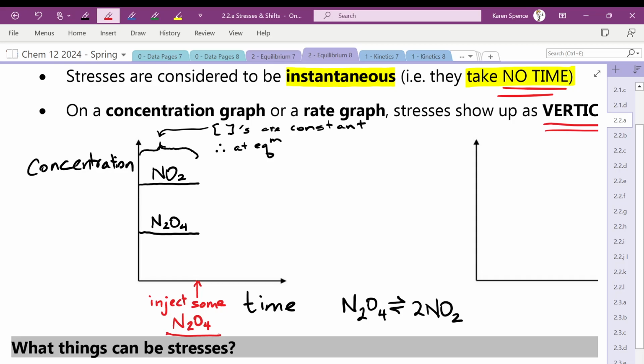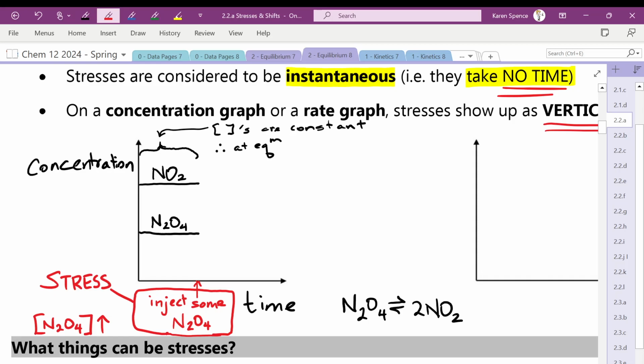So what has happened to our concentration of N2O4? It has increased. So we inject some N2O4, so the concentration of N2O4 increases. And is the system putting in N2O4 or are we putting in N2O4? We are doing it. So what is that? That is a stress. And how much time does a stress take? It is instantaneous. It takes no time.